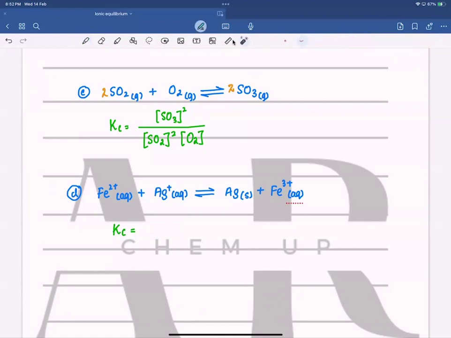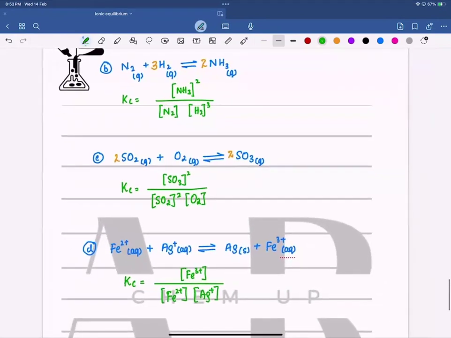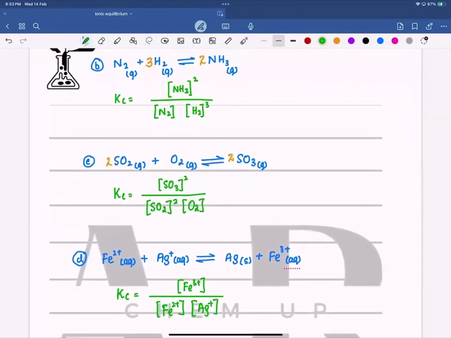Yes, sir. So if you look over here, it's a solid, right? So solid doesn't have any concentration. So if I write the Kc expression, in the numerator I will just keep iron 3 positive ions raised to the power 1 divided by concentration of iron 2 positive ions times concentration of silver ions. So that is how we will write these Kc expressions. Is this clear to all of you?